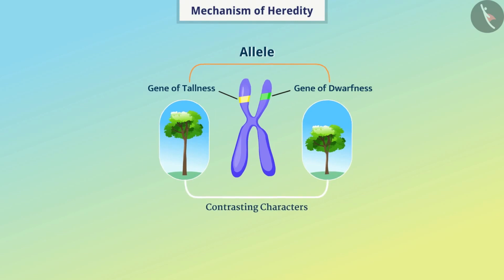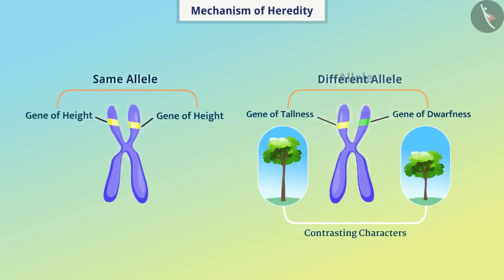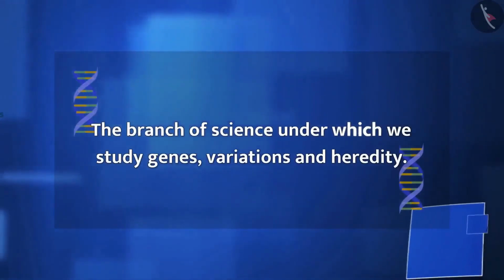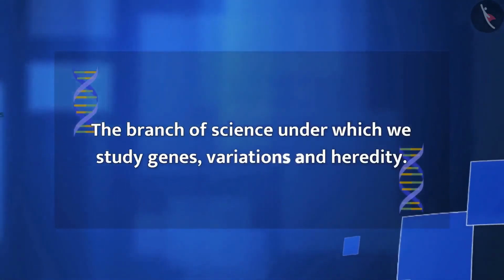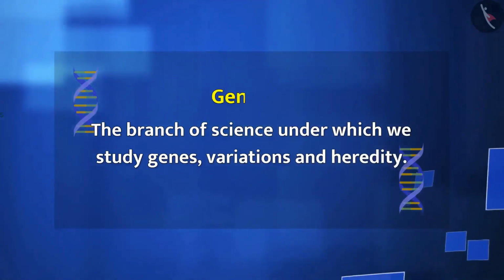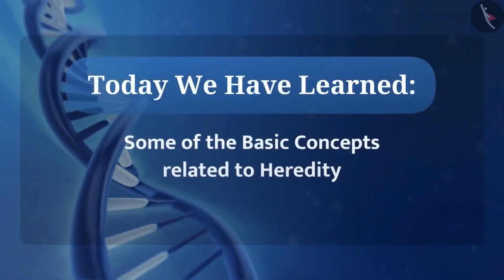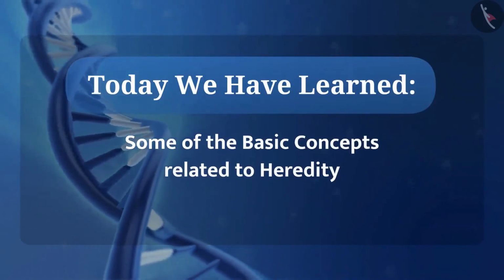Alleles in an organism may be the same or may also be different. Such organisms that have the same pair of alleles for a trait are called homozygous, and such organisms which have different pairs of alleles for one trait are called heterozygous. Remember that the branch of science under which we study genes, variations, and heredity is called genetics. So today we have learned some basic concepts related to heredity.